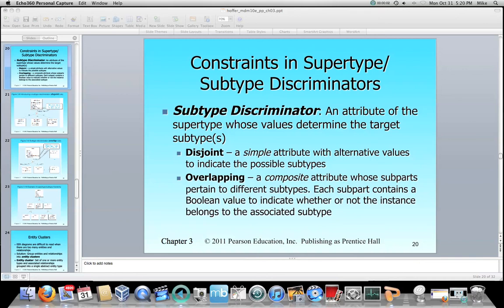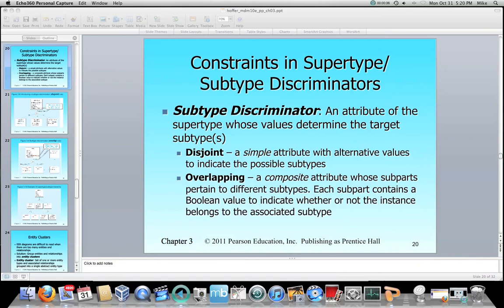Welcome to the video lecture on supertype-subtype discriminators. This is a fairly simple topic. You have subtypes and supertypes, and sometimes it makes sense for the supertype to actually have as one of its attributes a value that determines what subtype it's associated with, right?